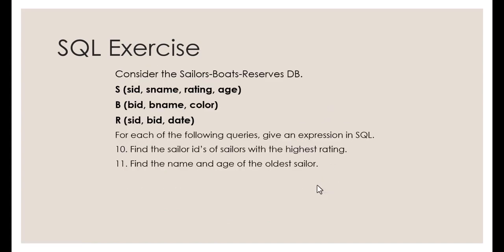And then the last 2, number 10, find the sailor IDs of sailors with the highest rating. And number 11, find the name and age of the oldest sailor. So this can be a little bit confusing. You might have to go back and take a look at some of the SQL query examples that we went over. And there could also be more than one way of solving these queries. Okay, so take about 8 to 10 minutes for these queries, and once you're done, hit play again.